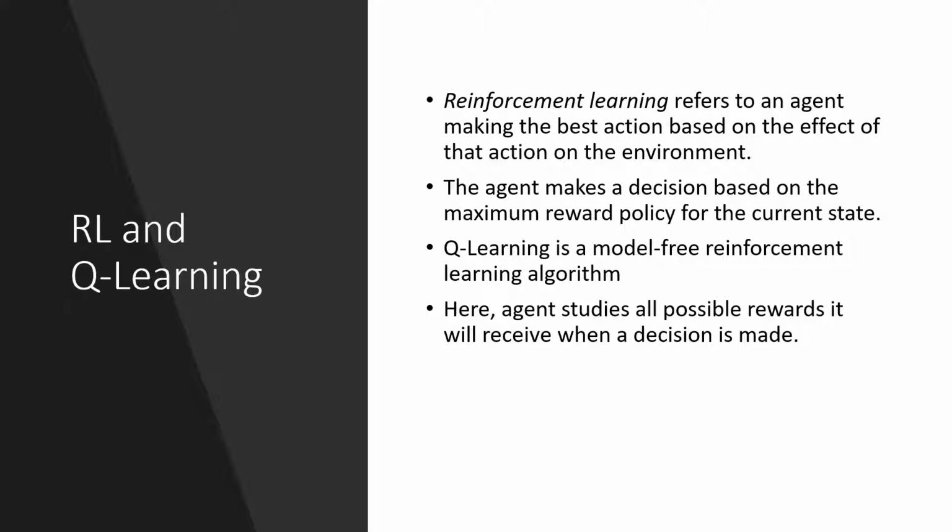Reinforcement learning refers to an agent making the best decision based on the effect of that action on the environment. It looks for the maximum reward for the current state. Q-learning is a model-free RL algorithm. Here, the agent studies all possible rewards it will receive when a decision is made.